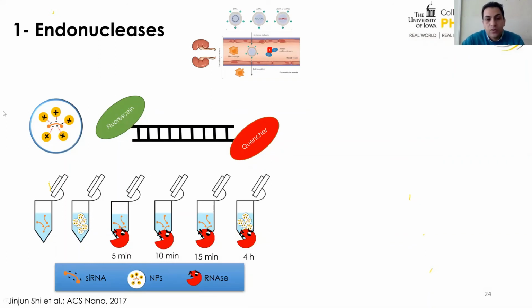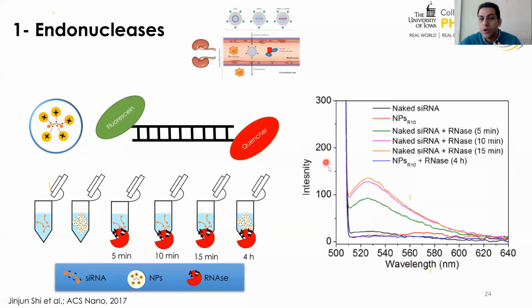And this experiment was done as follows. They take a tube where they add just siRNA by itself, and definitely this will not fluoresce. And then they add nanoparticles by themselves, and this will not fluoresce. And then they add siRNA plus RNases, which is an endonuclease that breaks the RNA, and they incubate these for 5, 10, or 15 minutes, or they take our nanoplexes, our formulation that's protecting our siRNA, and incubate it for 4 hours with endonucleases. And these are the results that we achieved. On the y-axis, you have the intensity or the degree of fluorescence.